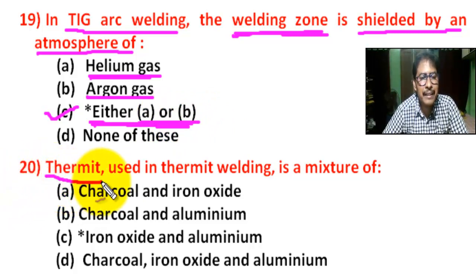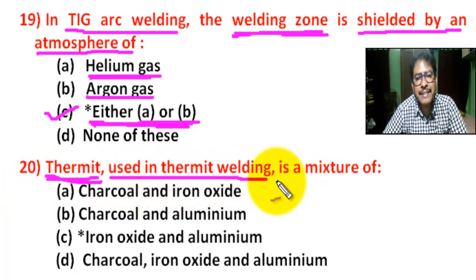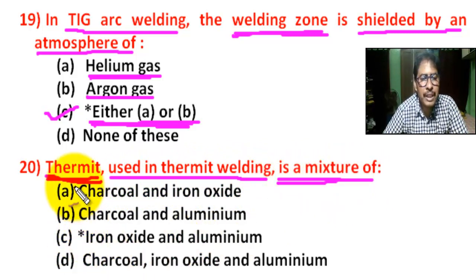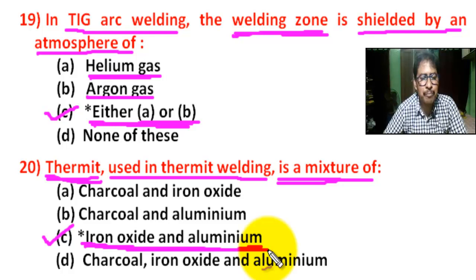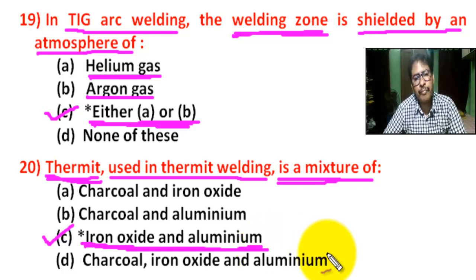Question number 20. Thermite used in thermite welding is a mixture of, there are 4 options. Correct answer is C, iron oxide and aluminium.